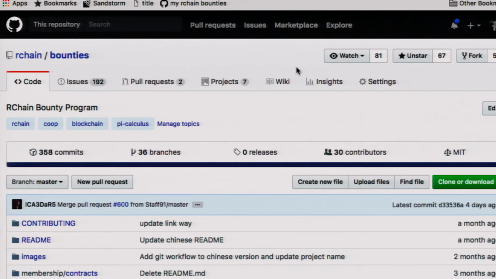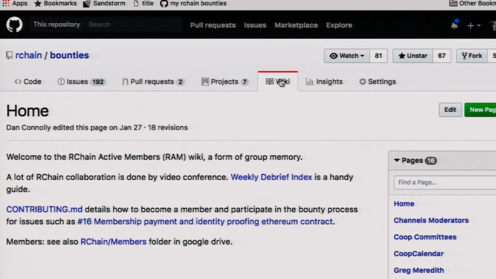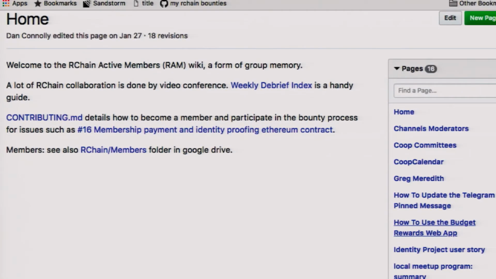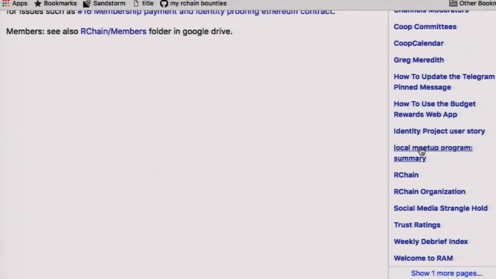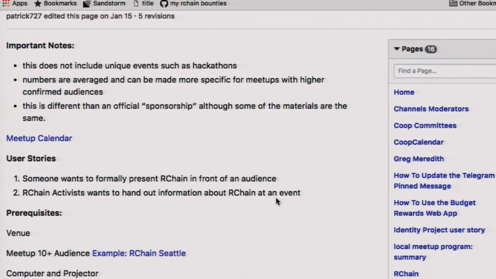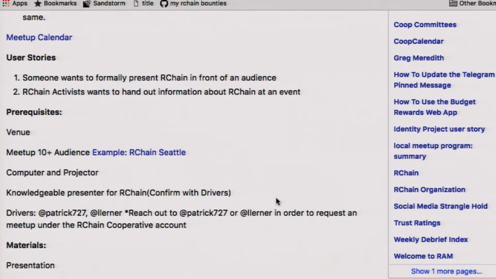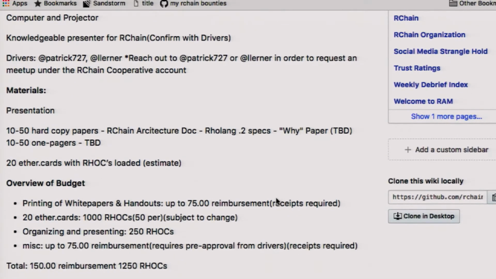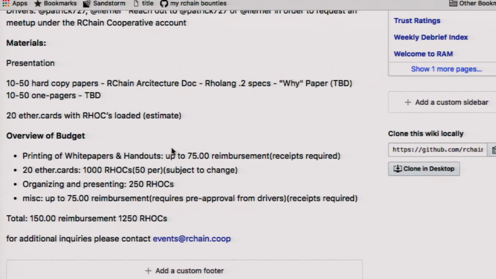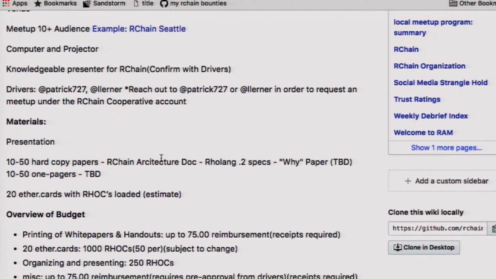Okay, so there's a wiki. If something happens 2 or 3 times, we try to stick it into the wiki. So there's a meetup calendar. Bring 10 to 50 hard copies of the architecture documents. So I hope that makes a certain amount of sense. This 250 rocks looks out of date because things are priced in dollars these days. Make sure you got your receipts.